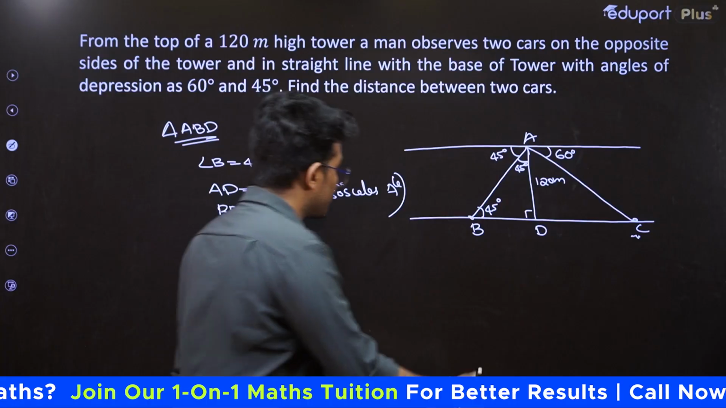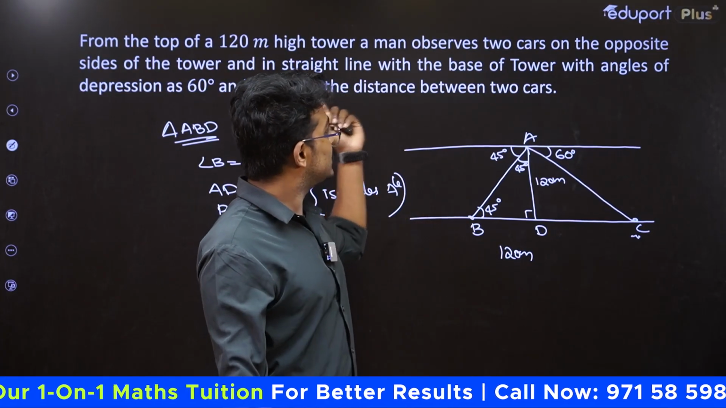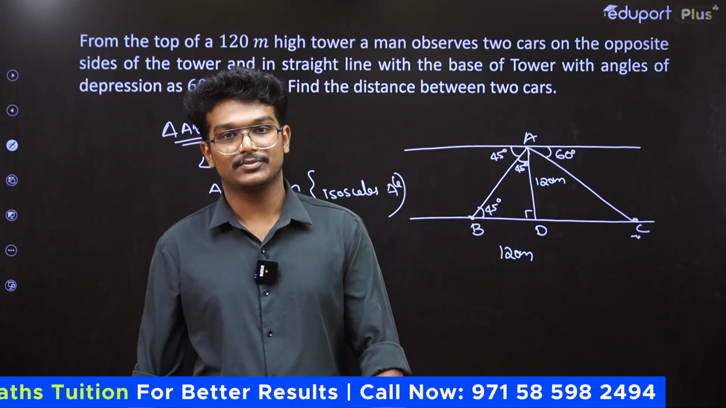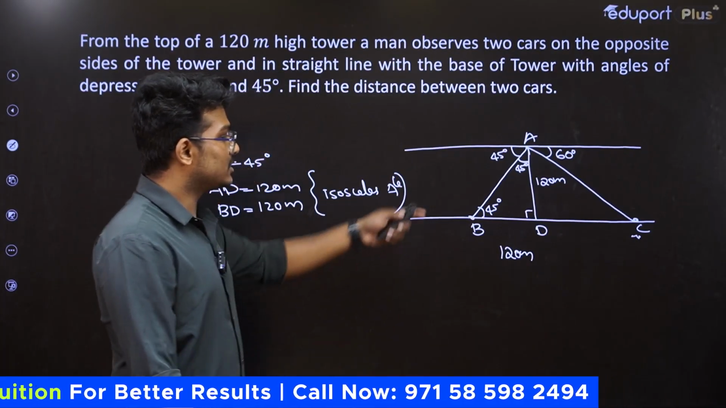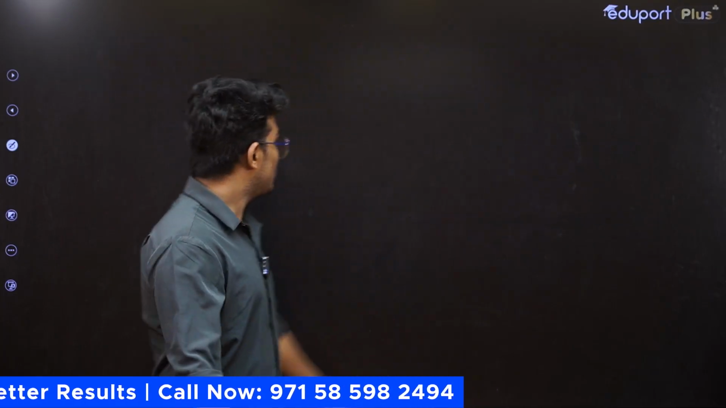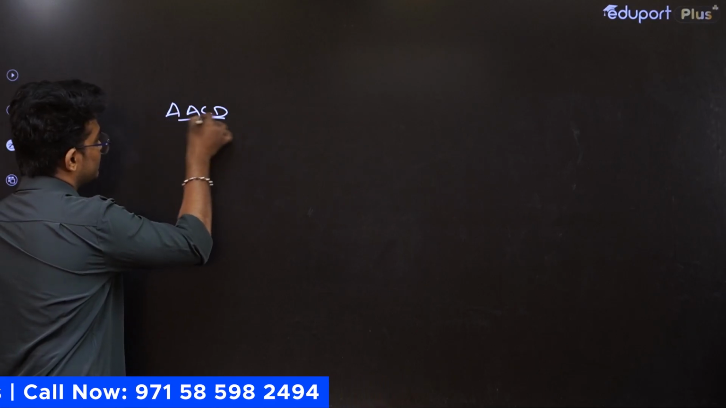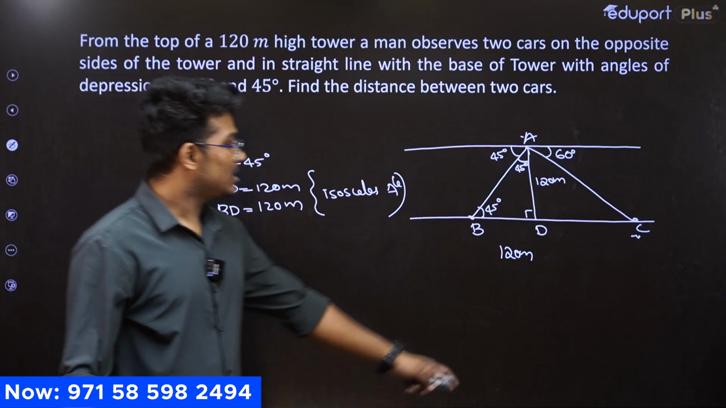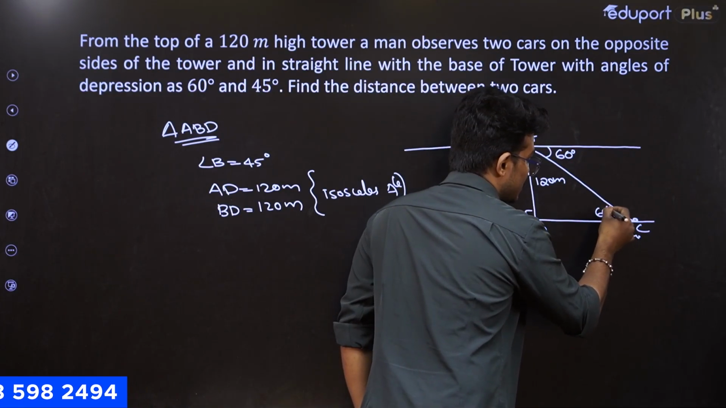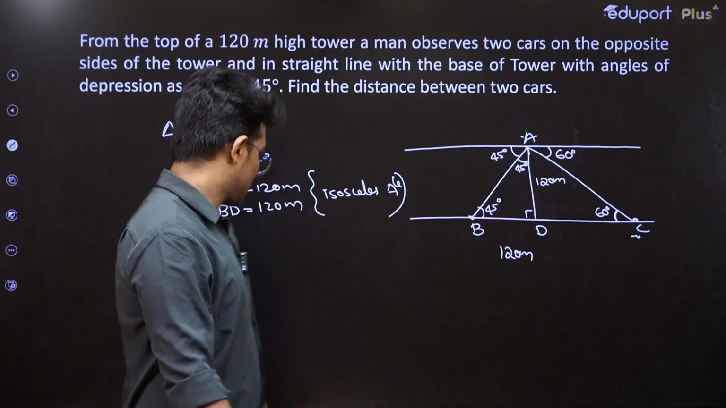So the first portion, this is 120 meter. We want to find the distance between two cars. So next we have to find the distance DC here. For that, I am considering the triangle ACD here. Triangle ACD. So here this angle is 60 degree, then angle C is also 60 degree because they are alternate angles.